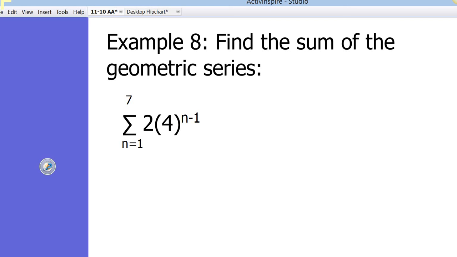Summation. We're gonna add from n equals 1 to 7. It doesn't matter that it's n. Don't worry that it's n.